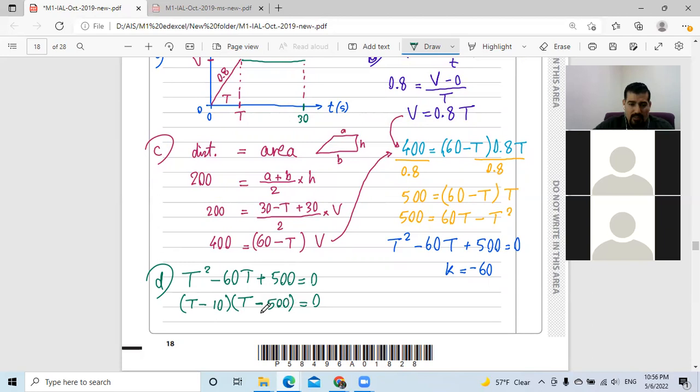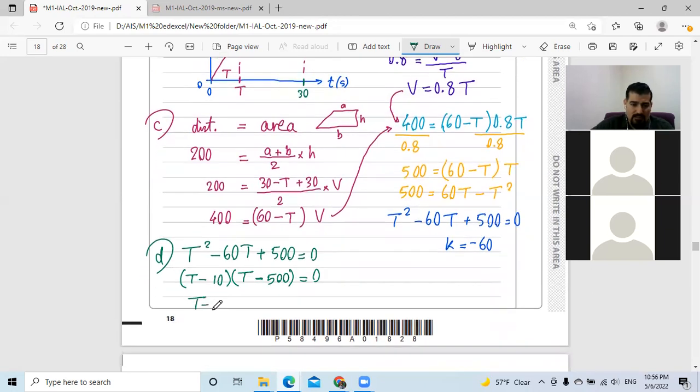500. So from this we can say that t minus 10 is equal to 0, or t minus 500 is equal to 0. I'm sorry, 50. Yes, thank you. t minus 50 is equal to 0. From the first one, we can say that t is equal to 10, or t equal to 50.